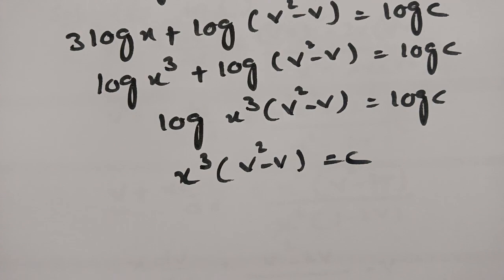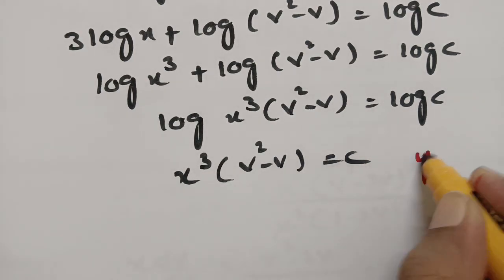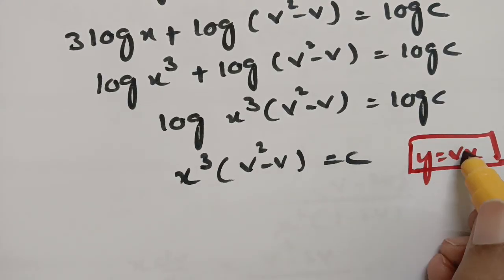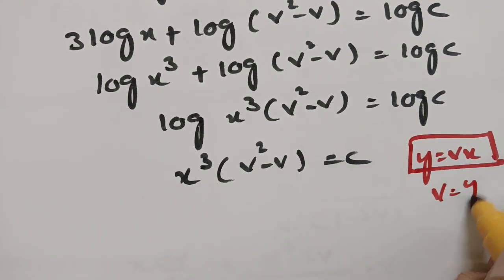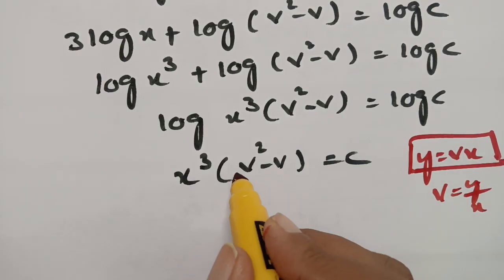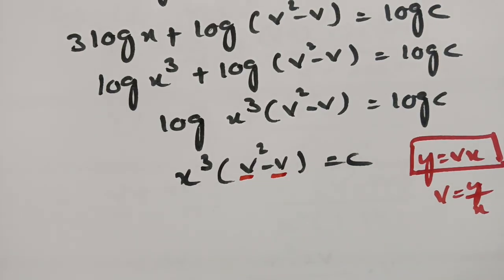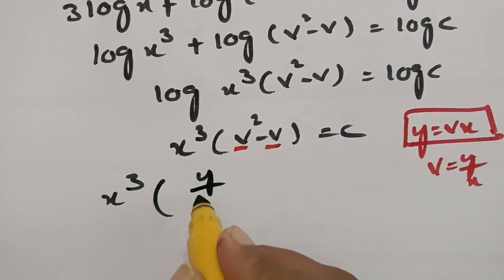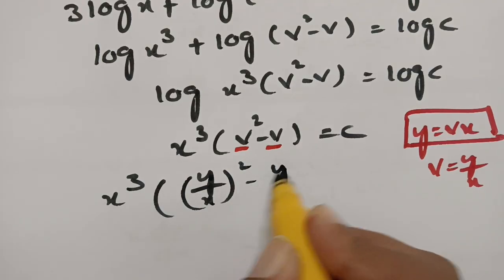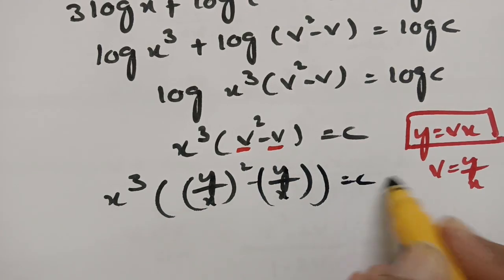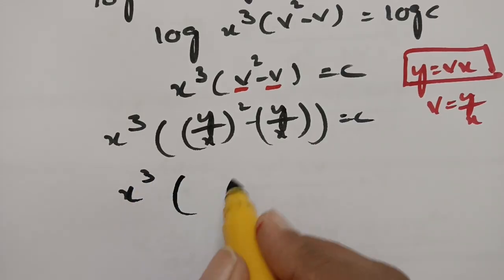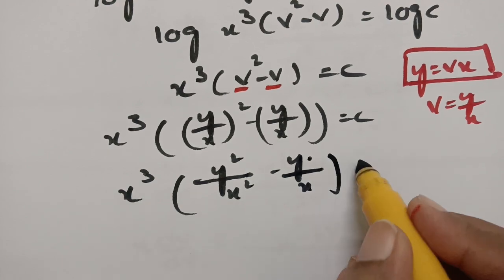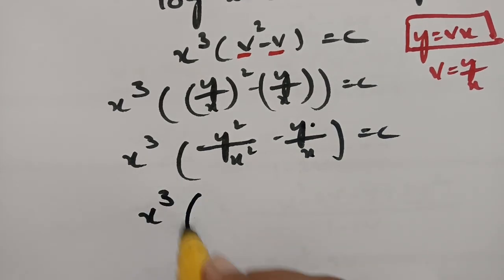So here we have substituted y is equal to vx, so now I'm shifting this v in terms of x. The v value will be y by x from this equation, so in place of v I'm going to write y by x. So this is going to become x cube into (y by x) whole square minus y by x, which is equal to c. So x cube into y square by x square minus y by x is equal to c.